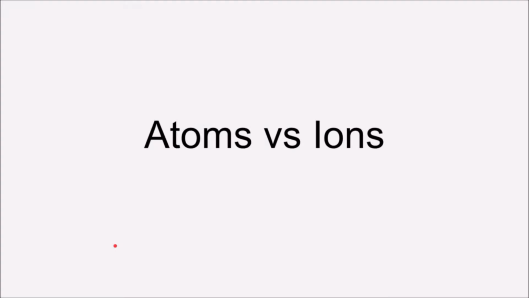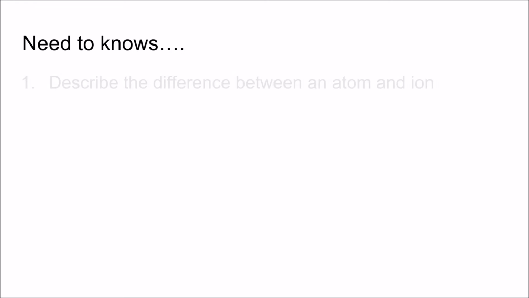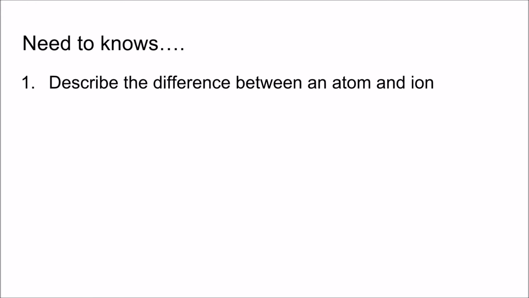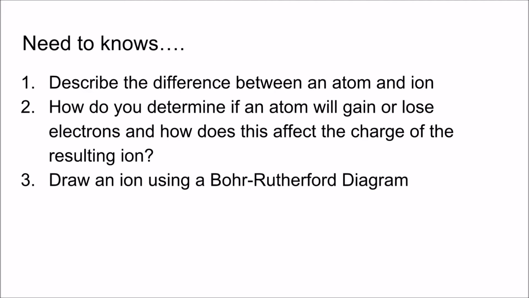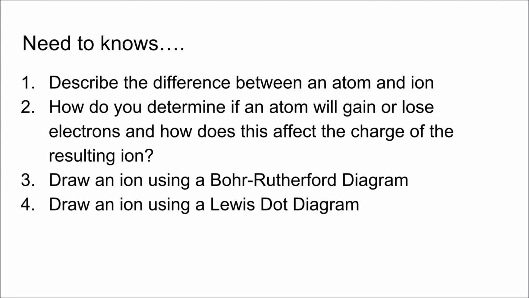So this lesson is going to cover the difference between an atom and an ion. So our need to know, the first thing is we need to obviously be able to describe the difference between an atom and an ion. We need to know how to determine if an atom will gain or lose electrons, and as a result of that, how does gaining or losing electrons change the charge of the resulting ion? How to represent ions using Bohr diagrams, and how to represent ions using what's called a Lewis dot diagram.